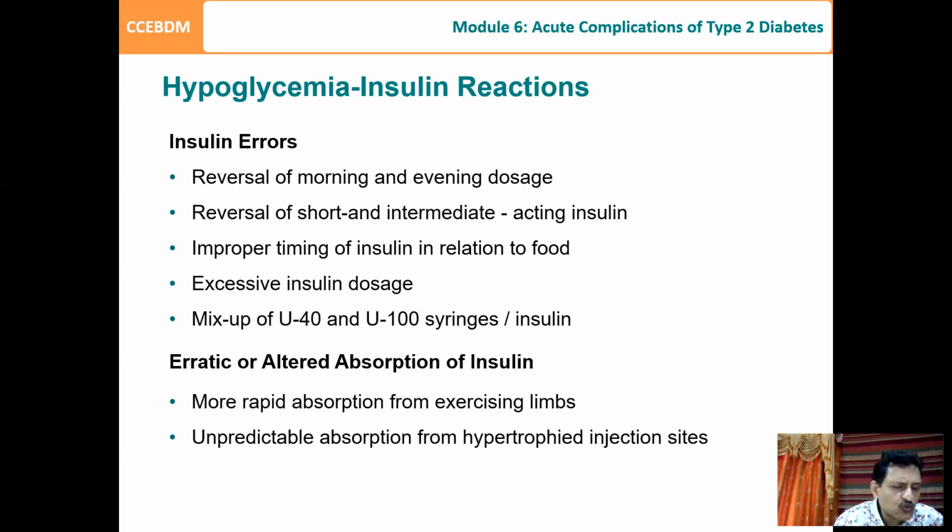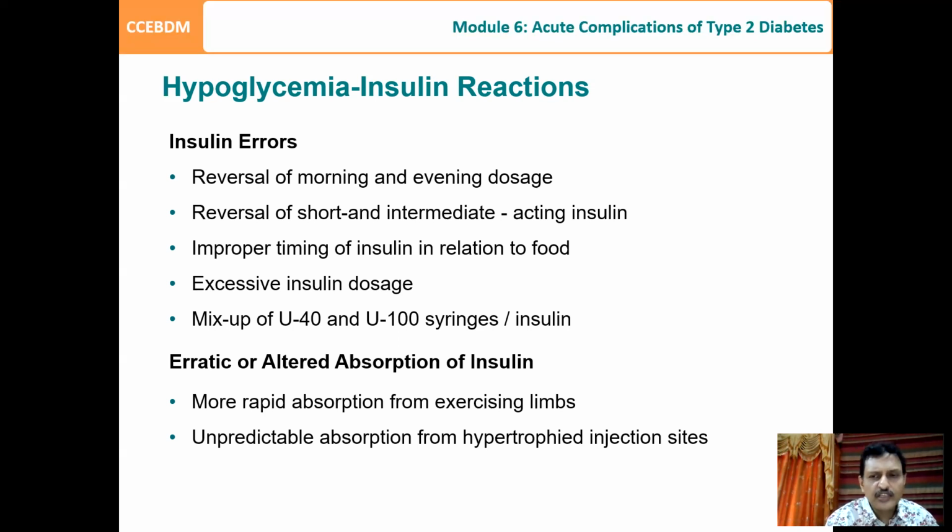Now, sometimes if you do exercise after taking the injection, there may be rapid absorption, and that can precipitate hypoglycemia. So that is an important issue. Exercise itself can precipitate hypoglycemia, especially if it is unaccustomed exercise. If you are doing the same exercise every day and your insulin injection is adjusted with that amount of exercise, then there is no problem. But if you are doing unaccustomed exercise, and more so just after taking the injection, the possibility of hypoglycemia is much higher.